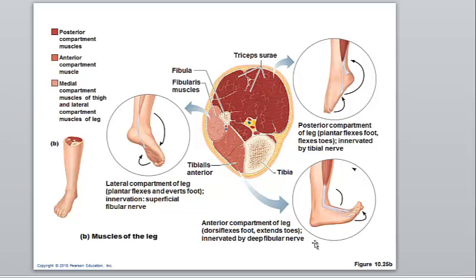Over here you can see the muscles of your leg: the anterior compartment, posterior compartment, and lateral compartment. Your anterior compartment helps in dorsiflexion and inversion of your foot. The lateral compartment helps in plantar flexion and eversion of the foot. The posterior compartment does plantar flexion of your foot and flexes your toes as well. So these are all the different compartments that you have in your body. As I said, we're not doing the foot. So with this, we conclude chapter 10.